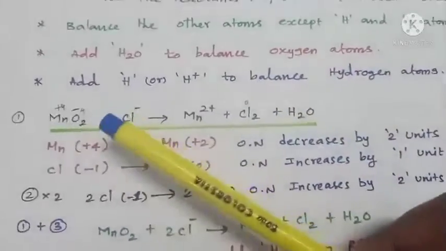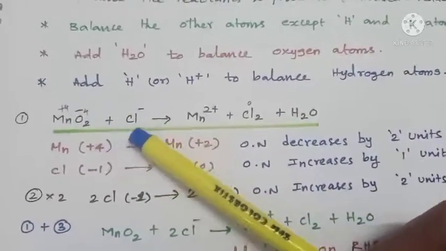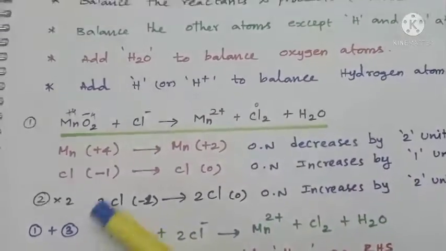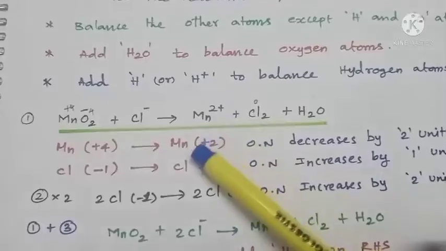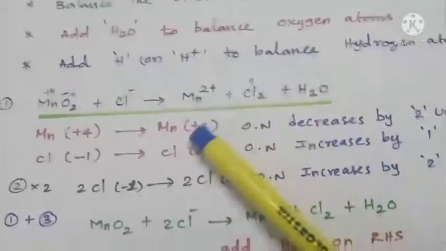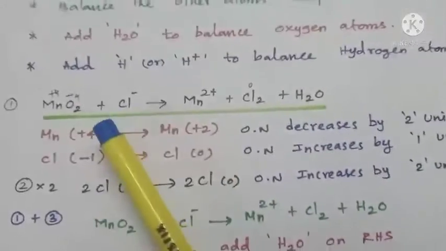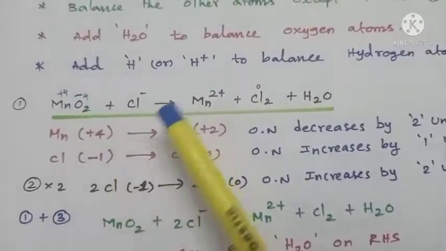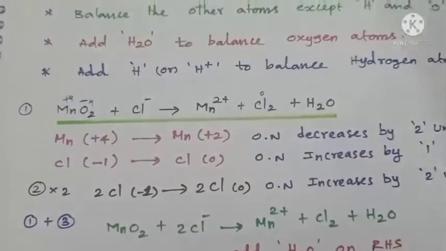So let us see an example. Look at the reaction given: MnO2 plus Cl minus gives Mn2 plus, Cl2 plus H2O. It is given as a partial ionic equation. Now this has to be balanced based on the oxidation number method. First identify the atom which undergoes oxidation and the one which undergoes reduction.